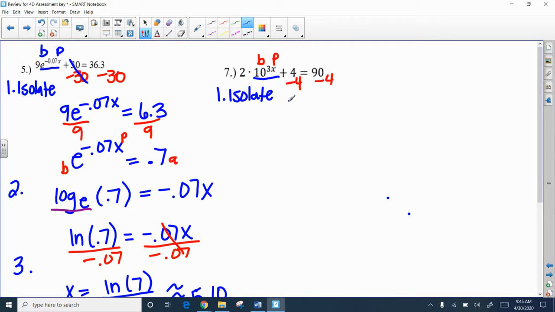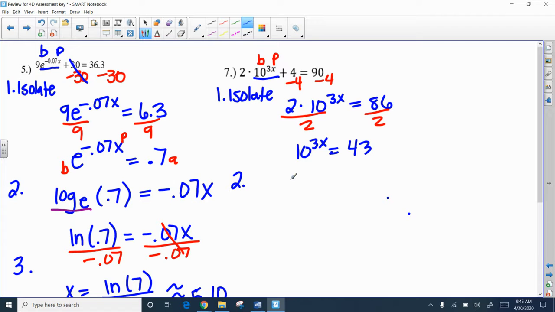But we still have the 2 in front. So we have 2 times 10 to the 3x power equals 86. Then to get rid of the 2 in front, we divide both sides by 2. So we have 10 to the 3x power equals 43. Now I change to log form. So step 2, change forms. In log form, this would be log base 10 of 43 equals 3x.